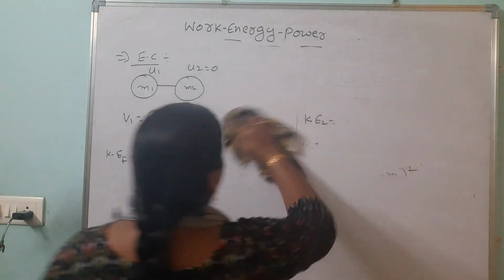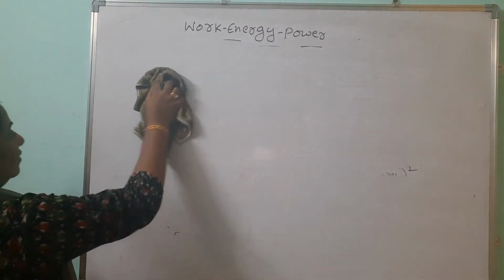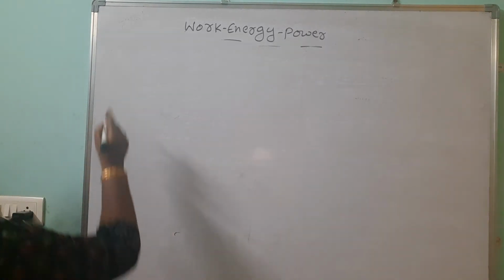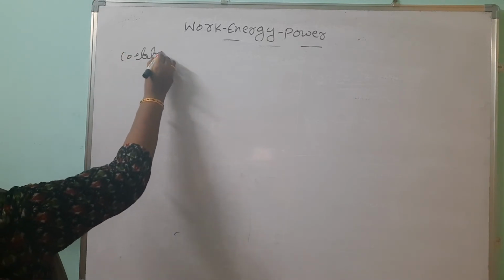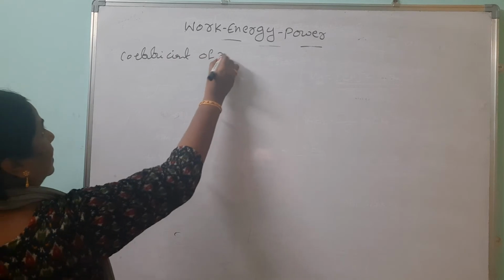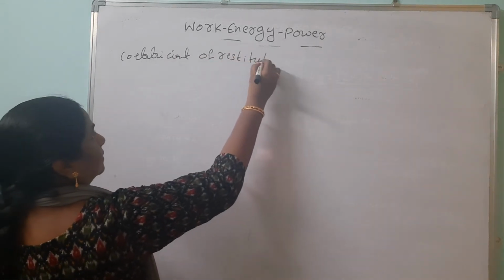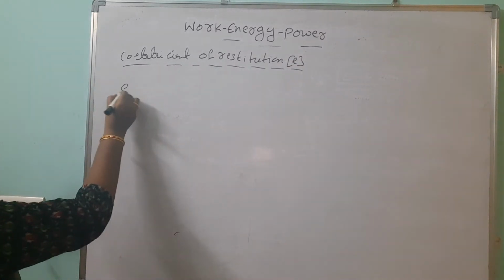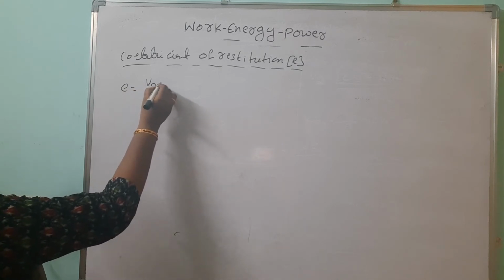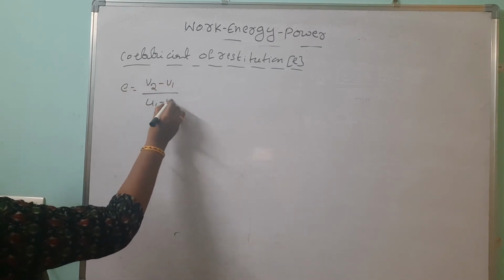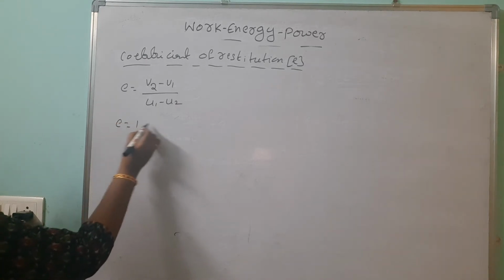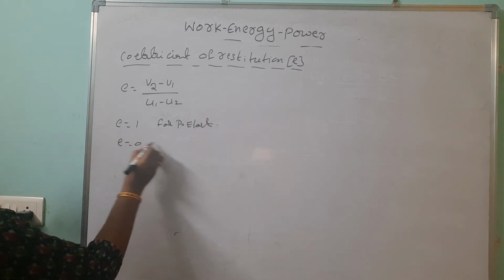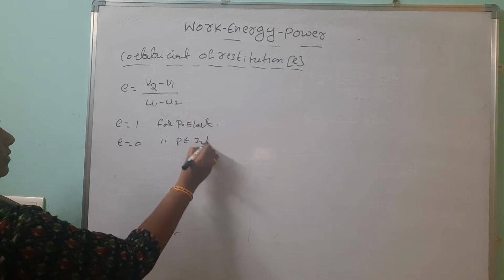What is the coefficient of restitution? It is the ratio of relative velocity of separation after collision to the relative velocity of approach before collision. The coefficient of restitution is represented by E. Then what is the formula for E? E equals relative velocity of separation after collision to the relative velocity of approach before collision. You remember that E equals 1 for perfect elastic collision. Then E equals 0 for perfect inelastic collision.